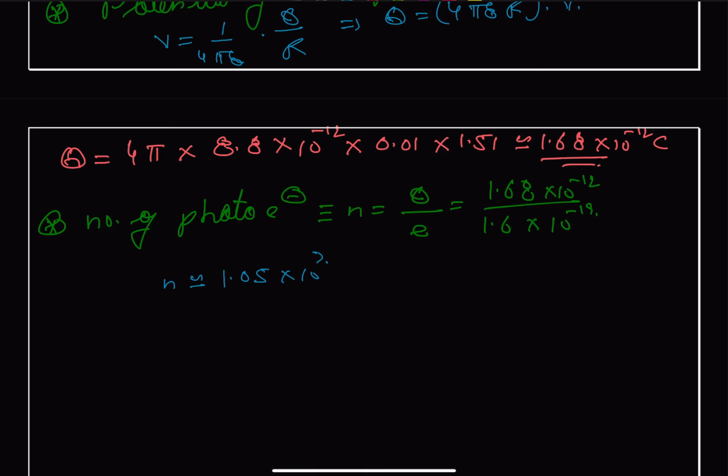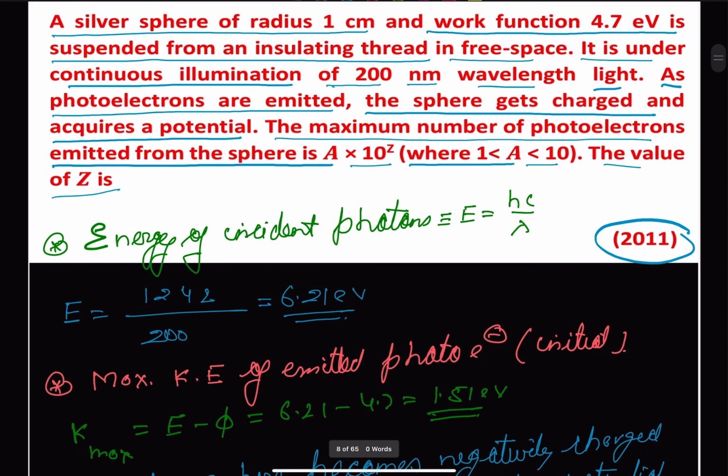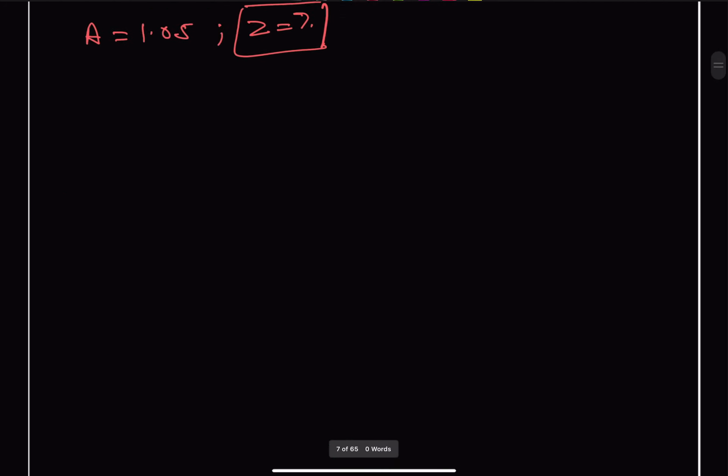But we are given that the value of n is equal to a into 10 to the power z, and it is also mentioned that a is greater than 1 but less than 10. So if you make a one-to-one comparison, we can write that the value of A is equal to 1.05 and the value of Z is equal to 7. So the value of Z is equal to 7. Next question.